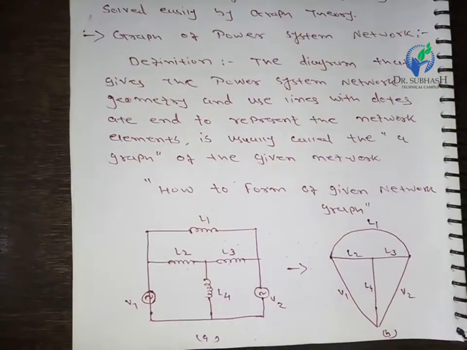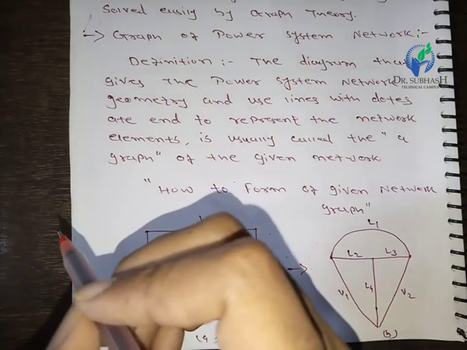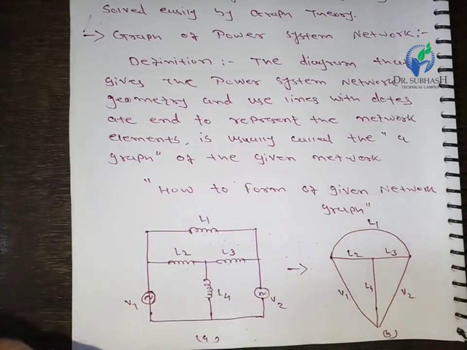We know that the graph represents the geometrical structure of the power system network. In other words, it describes how the various power system components are interconnected in the network. In the graph, all the components or elements are represented as lines and their terminals are called nodes. Now we discuss how to form a graph of a given network.